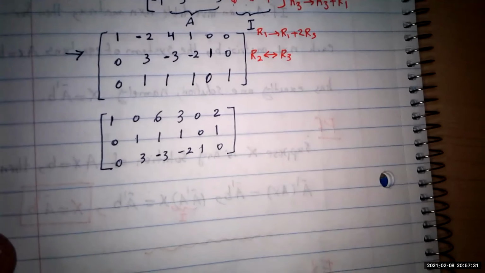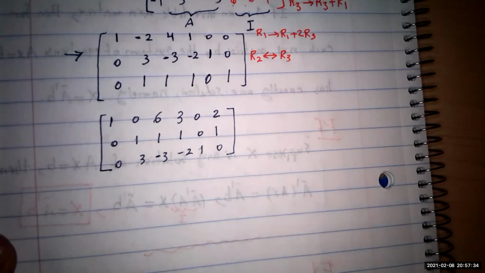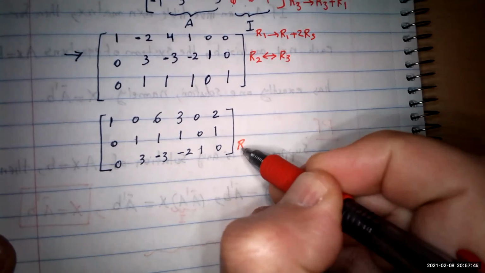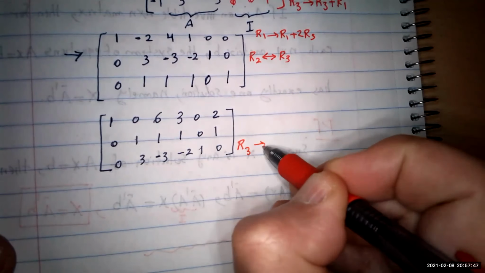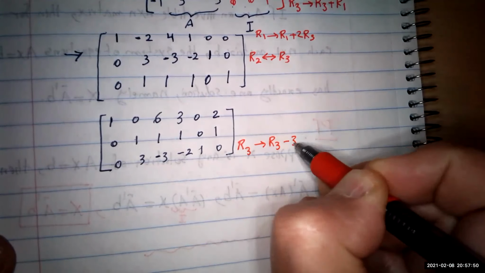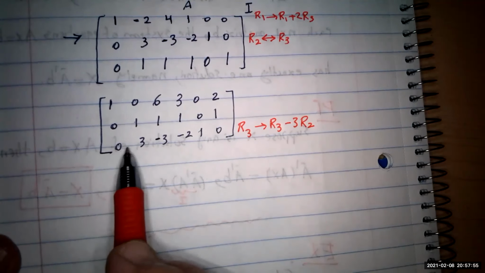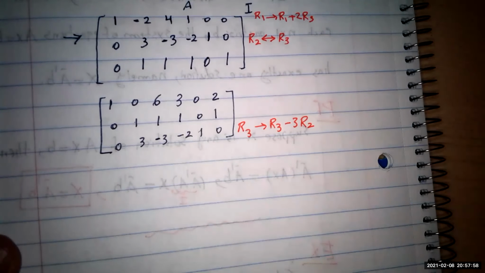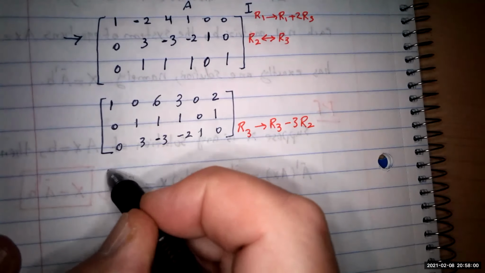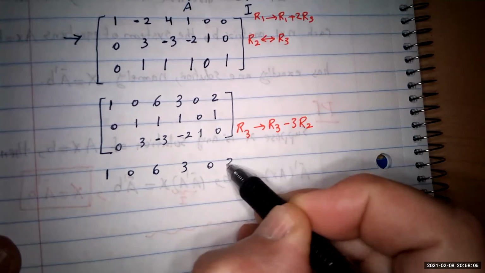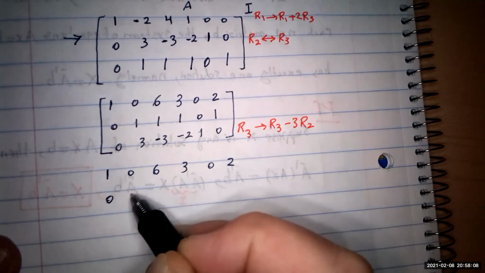Okay, so we are done with the first column. And nicely, we make this one also 0. So we have to change the last part, change this one into the 0. So what we're going to do is R3 minus 3R2. That makes this one to the 0. Then we are going to be able to keep going. So we get the 1, 0, 6, 3, 0, 2 unchanged. And this is going to be unchanged.